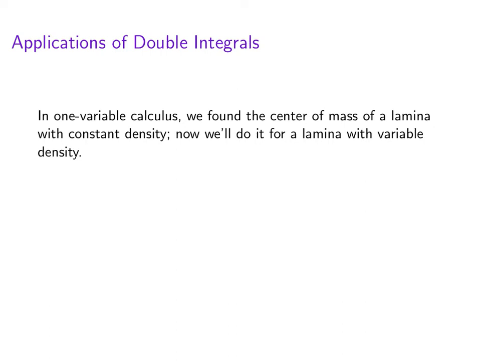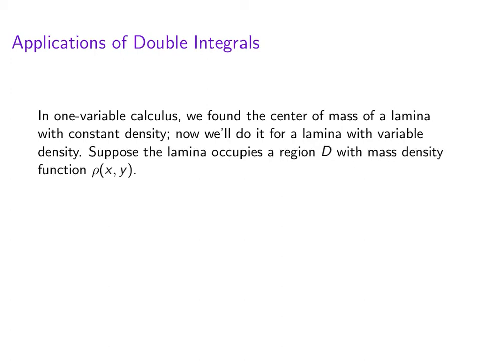Hello, calculus fans. Back in one variable calculus, we talked about moments and centers of mass. We were able to compute the center of mass of a lamina with constant mass density. We're now going to do it for a lamina with variable density. So let's suppose we have a lamina that occupies some region with a mass density function rho.